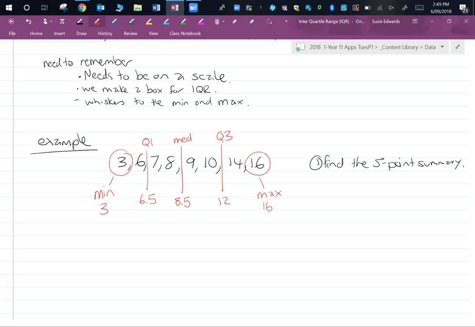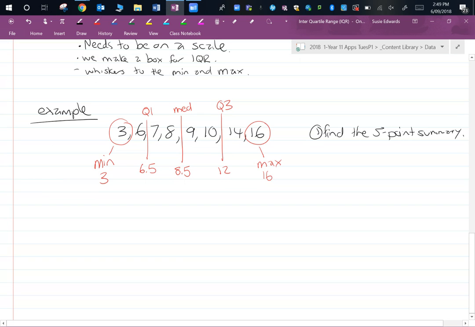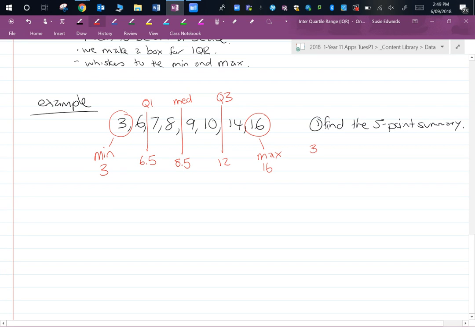If you show me those things, you get marks straight away, even if you don't get your graph right. Okay? So, on a scale, it's the scale which is important, okay? On a scale, draw 5 vertical lines for the 5-point summary.